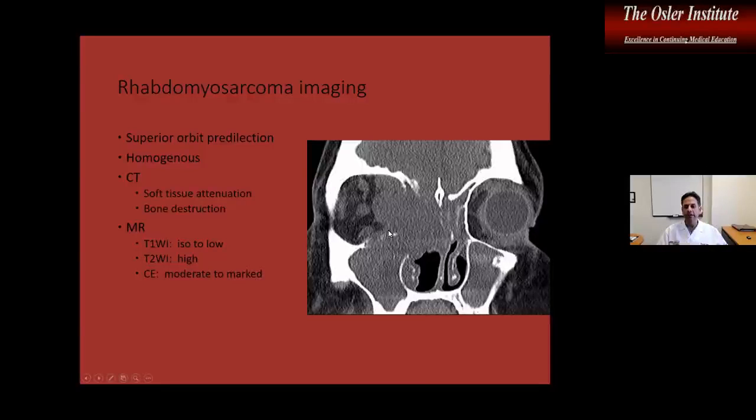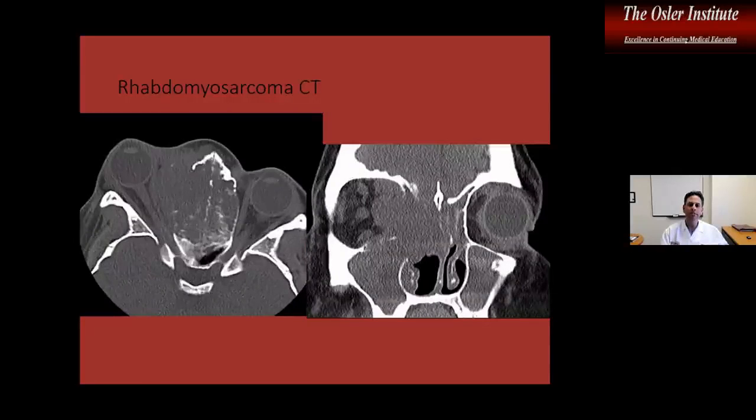So rhabdomyosarcoma is more common in the superior orbit. However, the bad kind, the most aggressive kind, which is alveolar, that often comes from the inferior orbit. You can see this is all homogeneous. There's bony destruction. T1 is iso to low, T2 is high, and it's marked contrast enhancement.